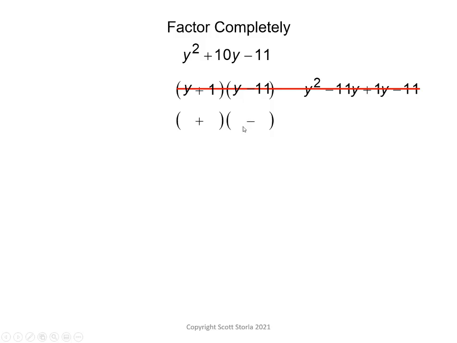I'm going to put in the same operators. I know I need a couple of y's. But this time, what if I put the 11 first and the 1 second? Then I'd get y squared minus y plus 11y minus 11. And now when I combine these two first degree terms, I'll get 10y, just like I need. And so this is the factored form of the trinomial.